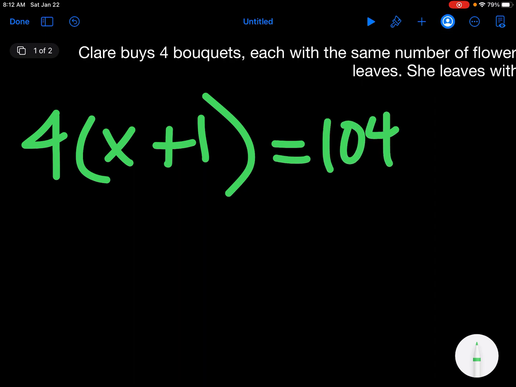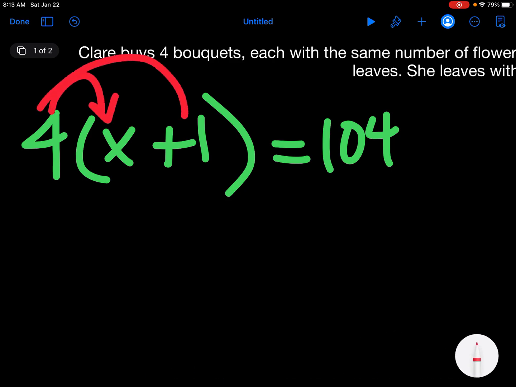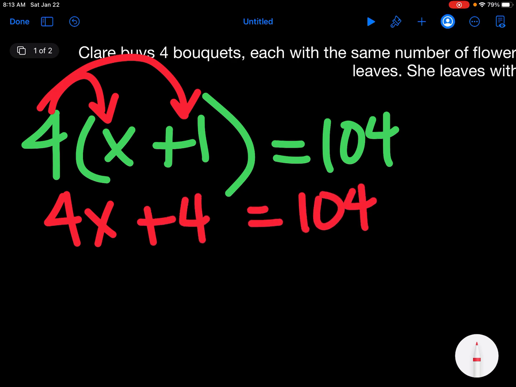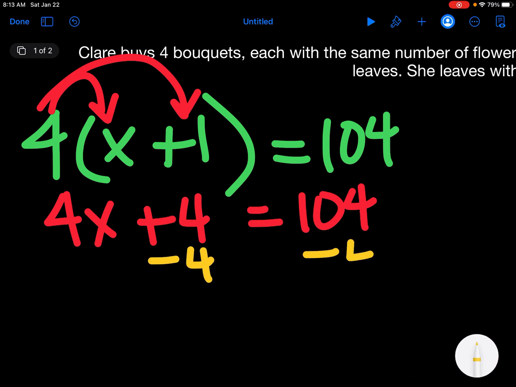You're expected to write an equation for each one of these choice boards questions. I will not accept just random math. Okay, the objective here is very specific. To master this objective, you have to be able to write an equation. So then you're going to do the distributive property. So for this particular equation, I have to do 4x plus 4 equals 104. Then I'm going to remove the constant by subtraction.